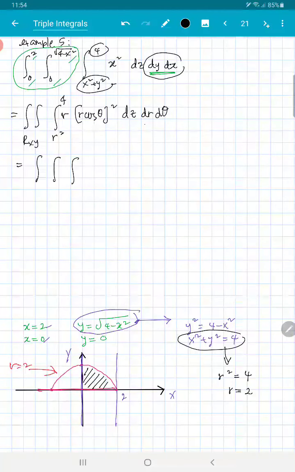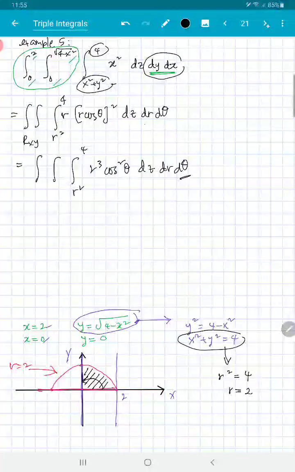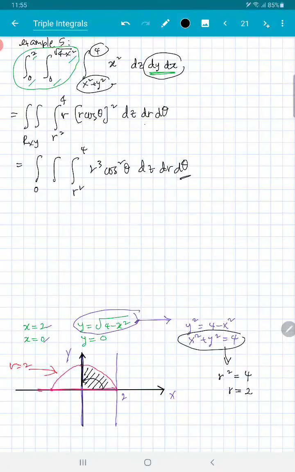So rewriting this, I'm going to write this as r cubed cos squared theta dz dr d theta. Z is from r squared to 4. Okay, now let's get the limits for r and theta. Let's get the limits for theta first. So remember, you measure theta from the positive x-axis in the anti-clockwise direction. Then you can see that it starts on the positive x-axis, so it starts from 0, and then it stops on the positive y-axis where theta is pi over 2.